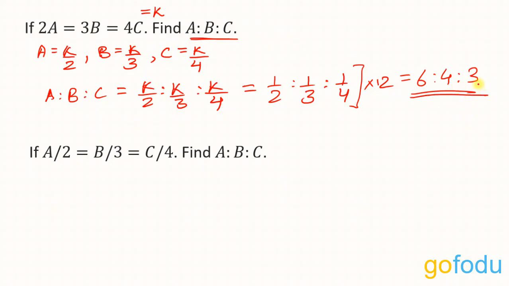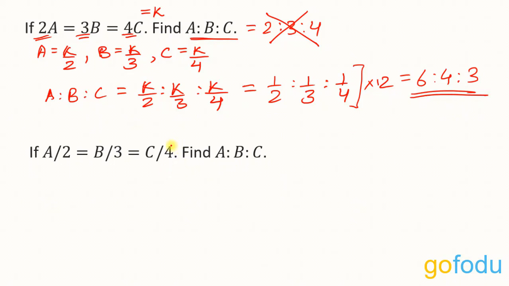Many students commit this mistake of directly writing the ratio as 2 is to 3 is to 4. They take these coefficients and write the ratio as 2 is to 3 is to 4 directly, which is wrong. This is the way how it should be solved.